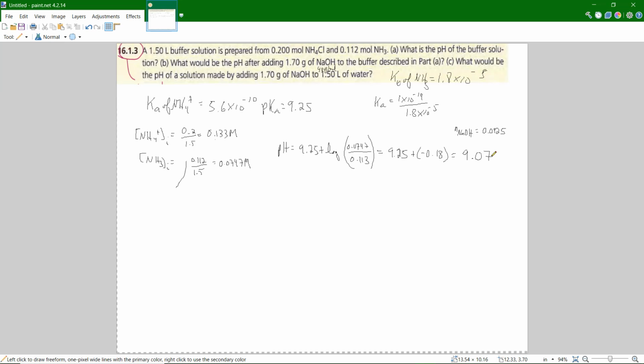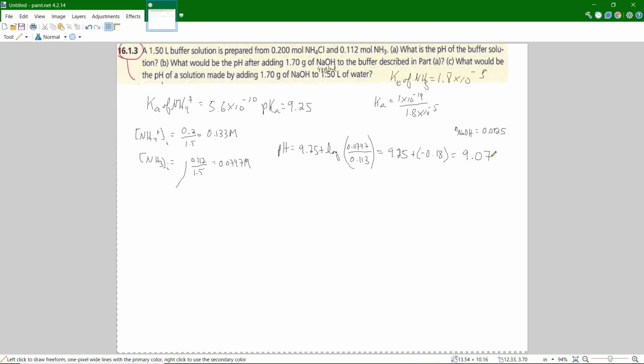Okay, so pH equals pKa. Let's make sure we're good at that first part. So Kw, 1 by 10 to the negative 14, divided by 1.8 by 10 to the negative 5, that's 5.56 by 10 to the minus 10. I'm going to take the log of that answer. I get 9.25. Good. Okay, so that's good.